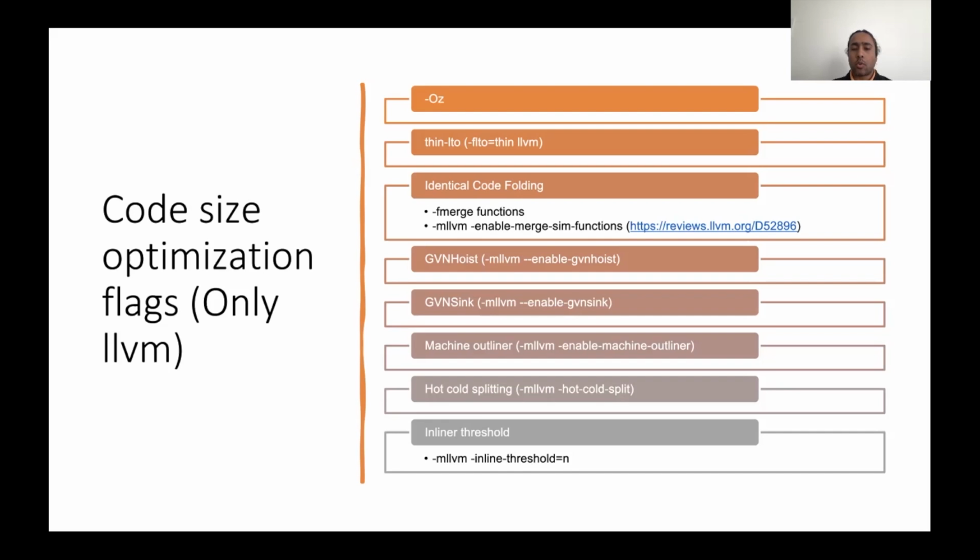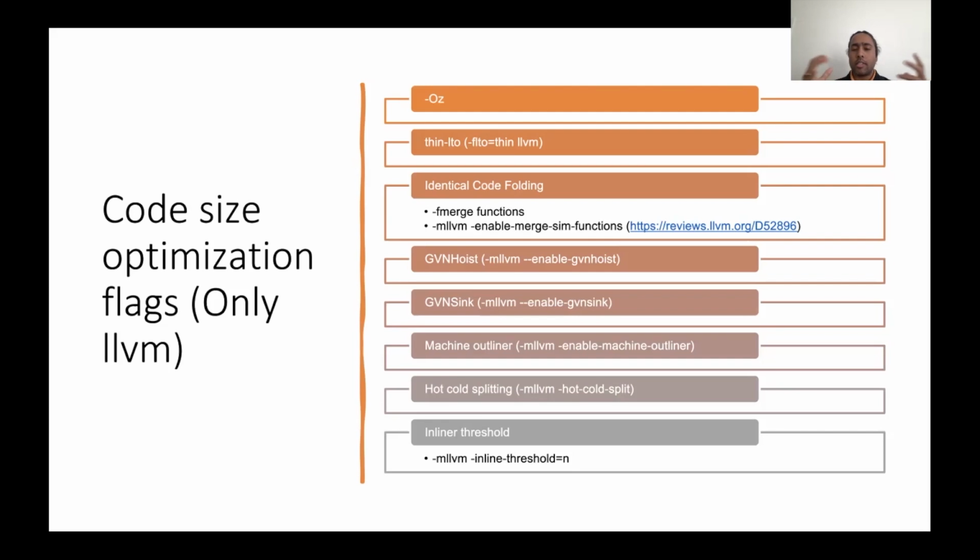Next one is hot-cold splitting. Again, a similar optimization is available in GCC as well. This optimization splits a function into basically hot and cold. The cold pieces of a function, cold meaning the parts of the function which are not executed very frequently, can be outlined into a separate function.